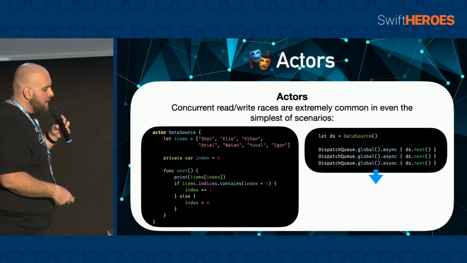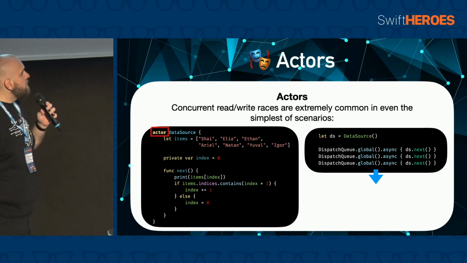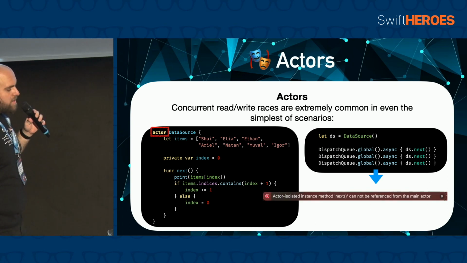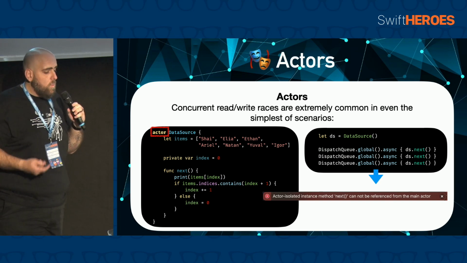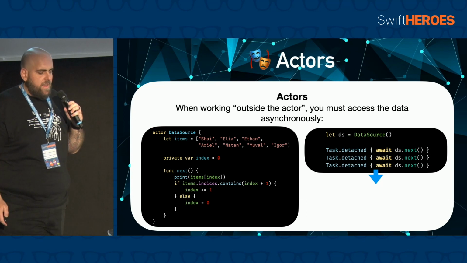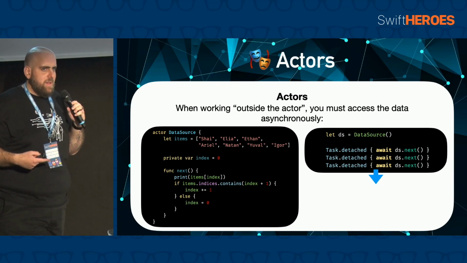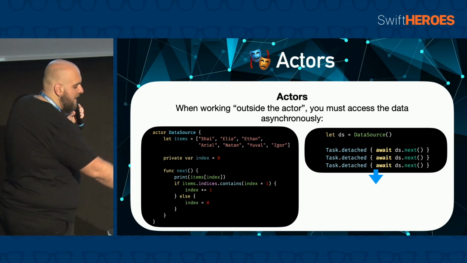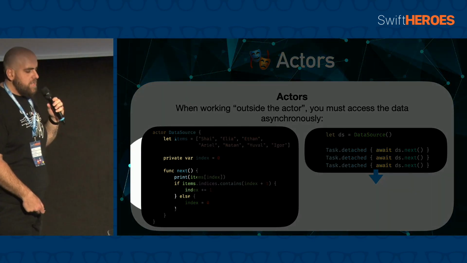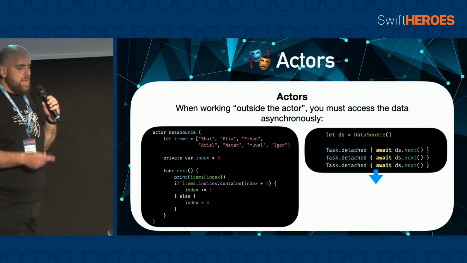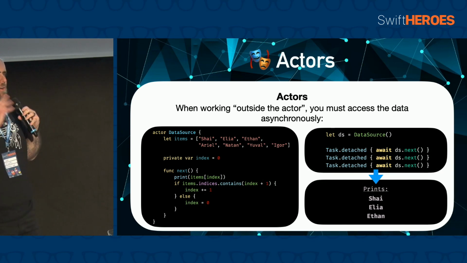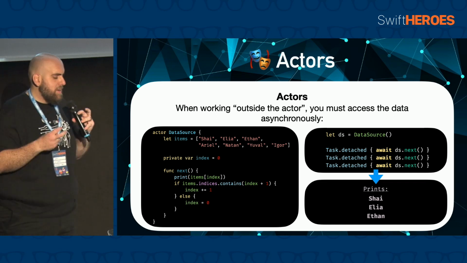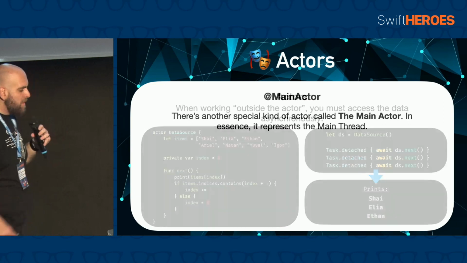But if we just swap out class for actor, first of all, I can't do this anymore. The compiler won't let me. It says that next cannot be referenced from the main actor. What we can do instead is use a task and await each of these next methods. And notice I didn't have to put an async on this next function. It automatically becomes awaitable. And when you do this, you're going to get exactly the result that you expect, because the actor automatically protects the state internally. So you don't have to mess with locks and all of this stuff by hand.